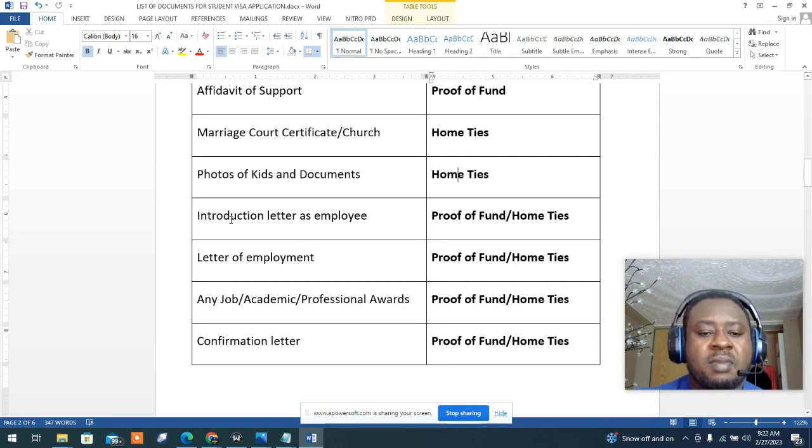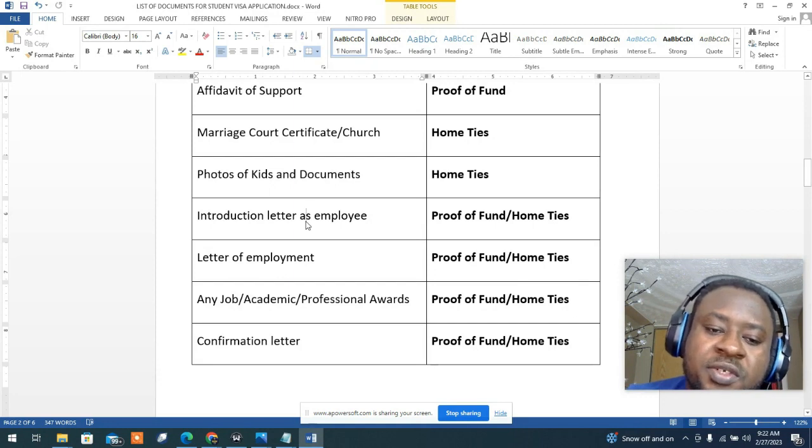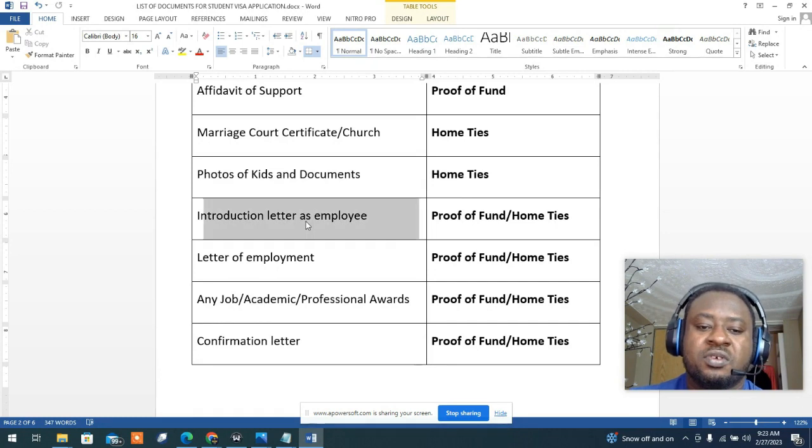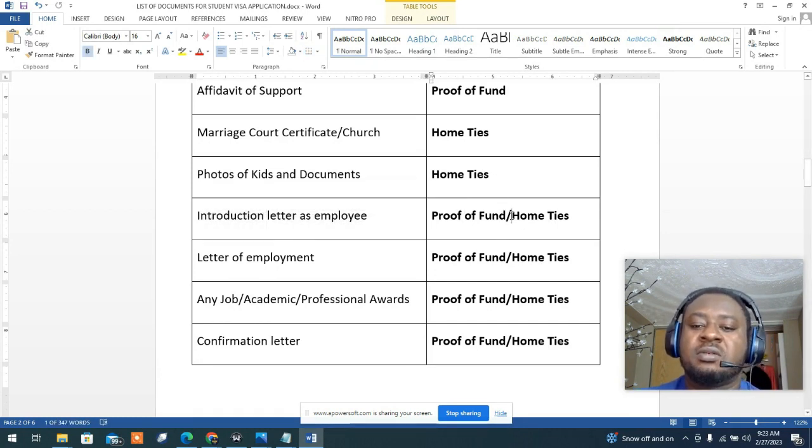Okay. Then we'll talk about the introduction letter. If you are an employee, maybe you work with a company, you can approach the manager to write an introduction letter for you, to state that yes, he's aware that you are going to study in Canada or in any country, and that you are coming back, and that your job is reserved for you. It's very important. So it stands as proof of funds, and also for home ties, majorly home ties. Then we'll talk about the letter of employment.